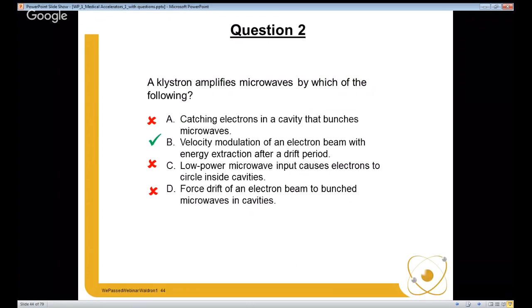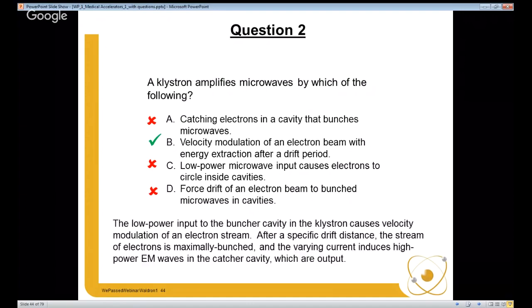Yes, we velocity modulate the electron beam in a buncher cavity, and then that modulated beam excites the catcher cavity, which then develops an electromagnetic wave that we can then couple out.